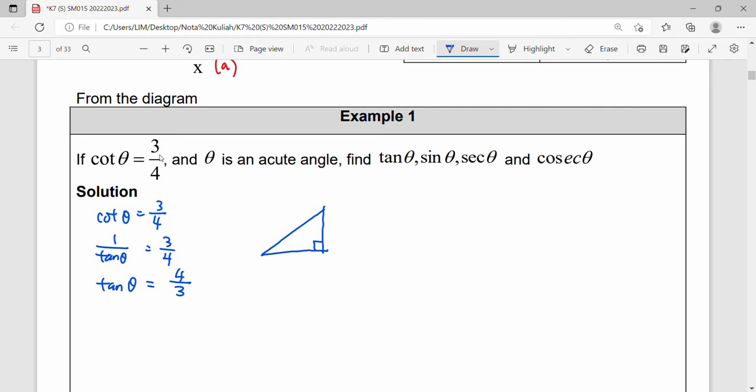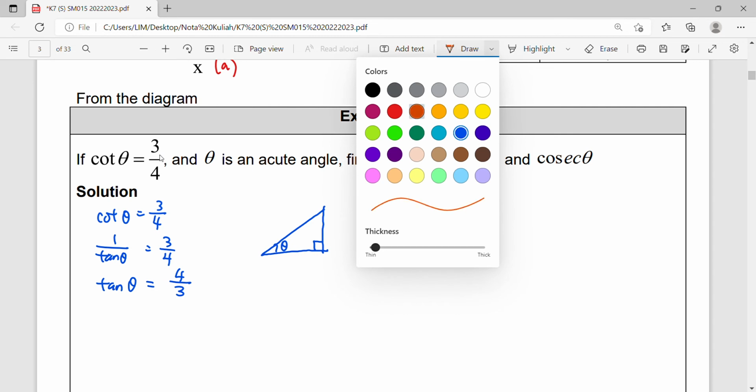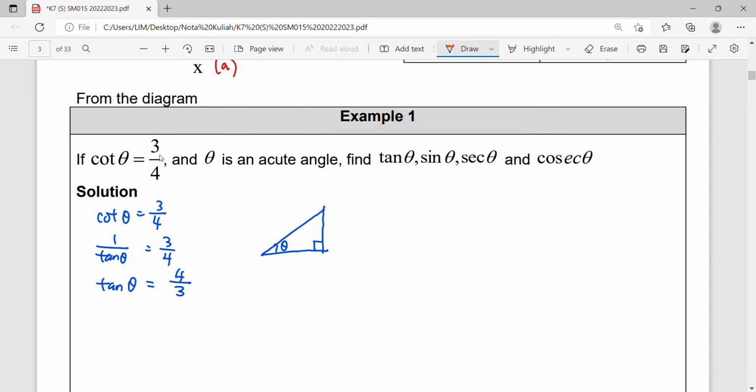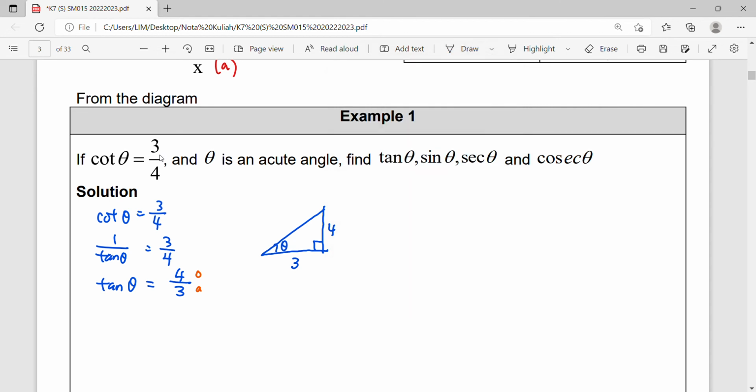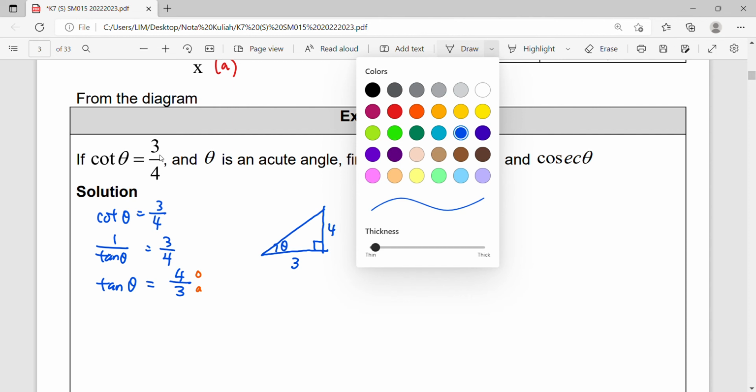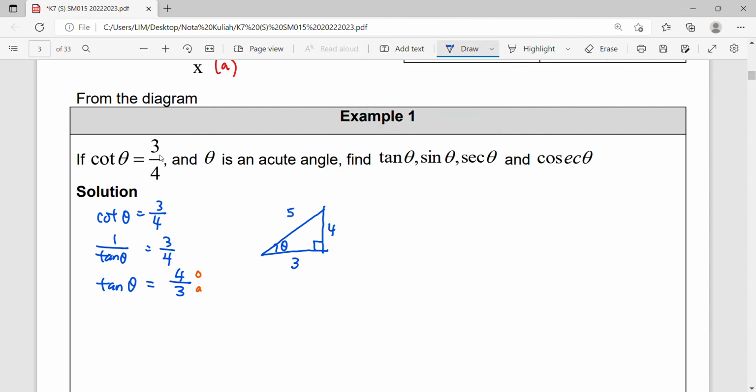Then we know that in our right angle triangle, if our theta is here, tangent refers to opposite over adjacent. So the opposite length will be 4, the adjacent length will be 3. How about its hypotenuse? We use the Pythagoras theorem, a squared plus b squared, and square root, you get 5. Okay, so refer back to the definitions here, then we find all the ratios. Tangent, indirectly we found already.